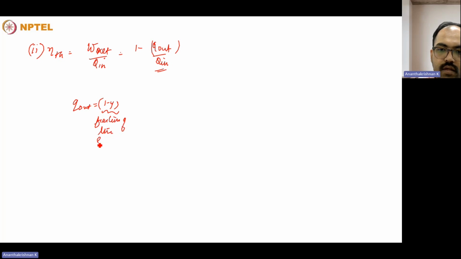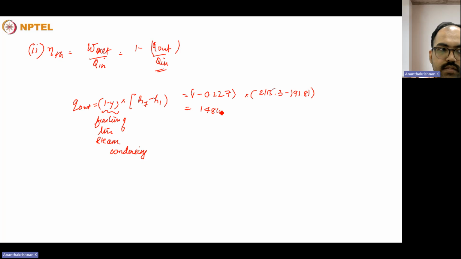So Q out will be equal to 1 minus y, the fraction of the steam condensing completely, condensing 1 minus y into H7 minus H1. H7 minus H1 straightforward. We know every term: 1 minus 0.227 into 2115.3 minus 190.81, that will be equal to 1486.9 kilojoule per kilogram. So the Q out will be this much, and the Q in will be equal to H5 minus H4.